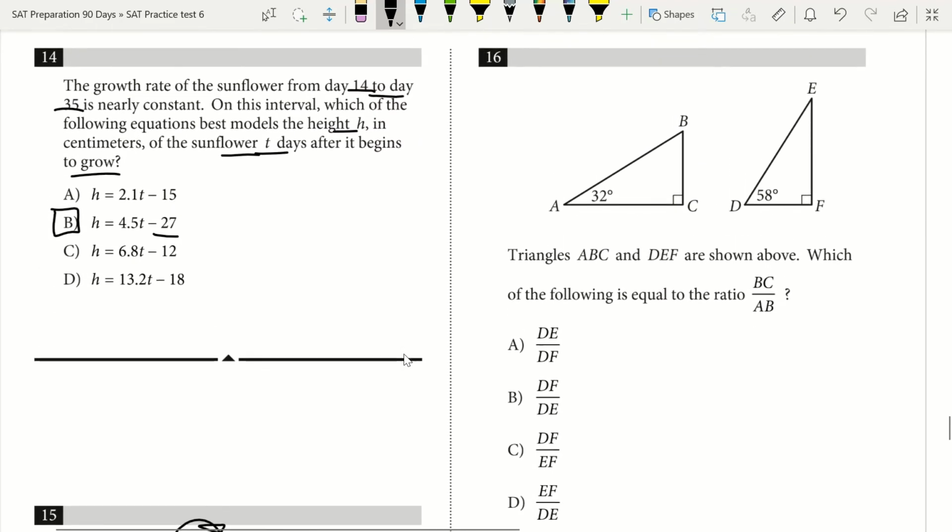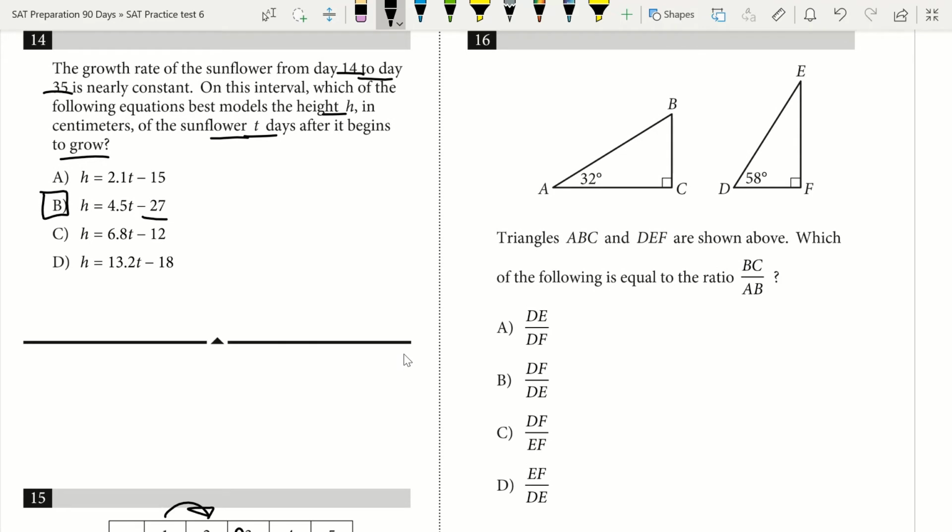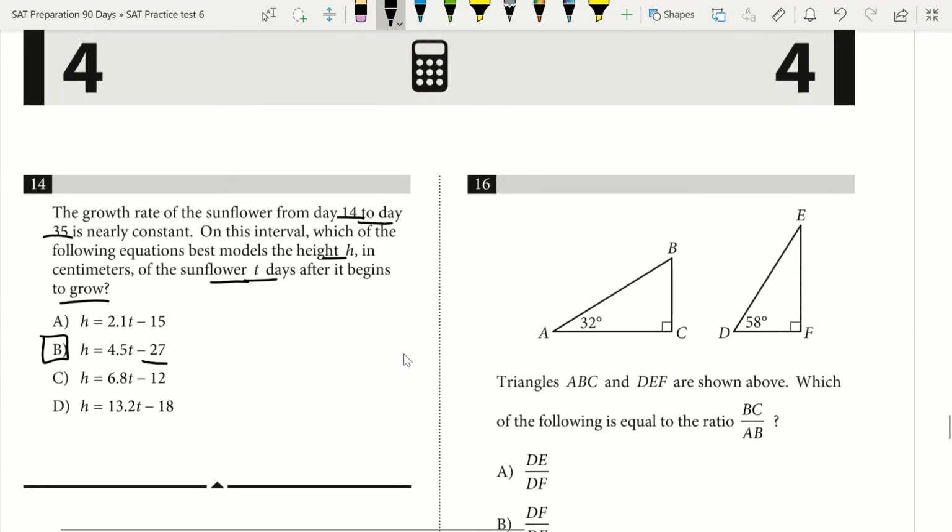Okay, now I got question 16. I've got two triangles. Which of the following is equal to the ratio BC over AB? Okay, I know that these are going to be similar triangles, because if this is a 90 right here, then that 32 has to combine with a 58-degree angle to get that 90. Same thing over here, we're going to have a 32-degree angle. Okay, so at this point I'm asked for BC over AB. What's equivalent to that? Well, I see BC is my 58 to my 90, so I find my 58 to my 90 over here. That's going to be DF.